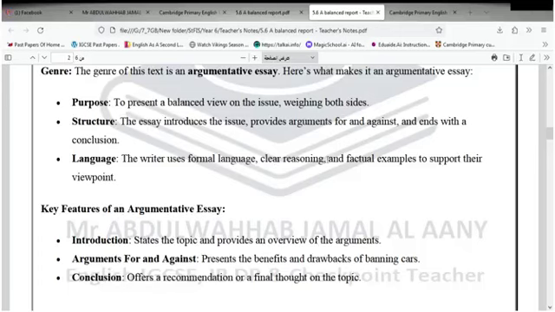I have a clear reasoning. I have factual examples, the PEEL as I said, and I'm supporting my point of view with example, with fact, with anything related to that idea.